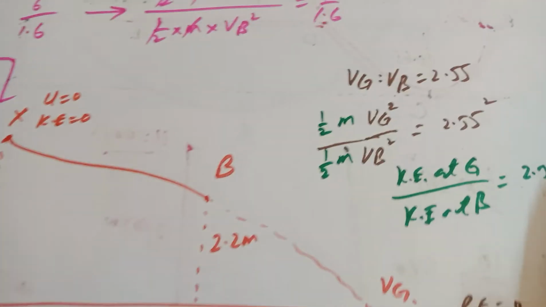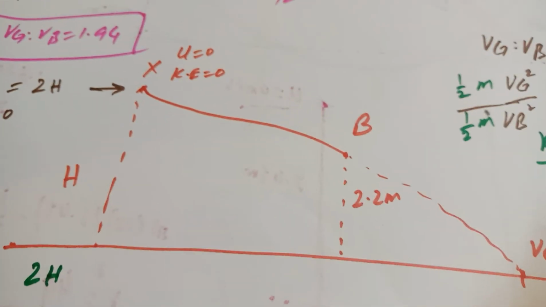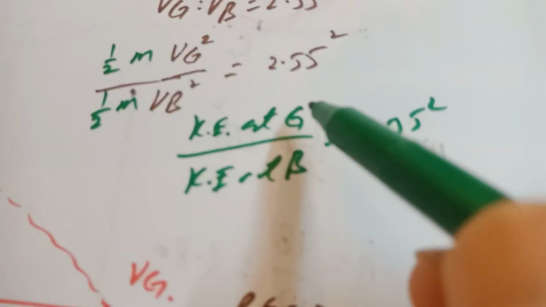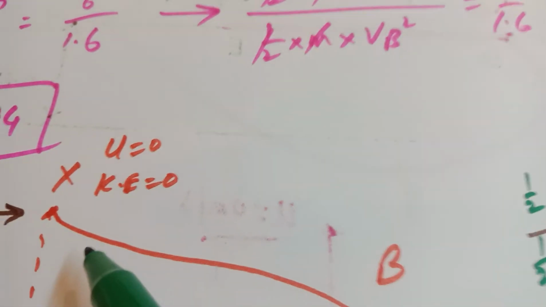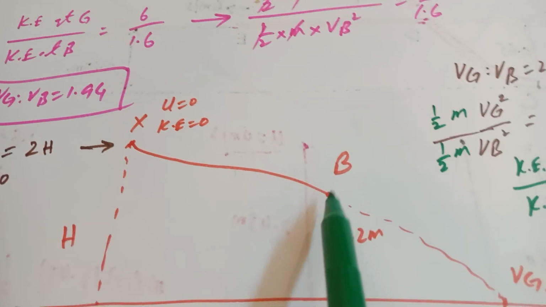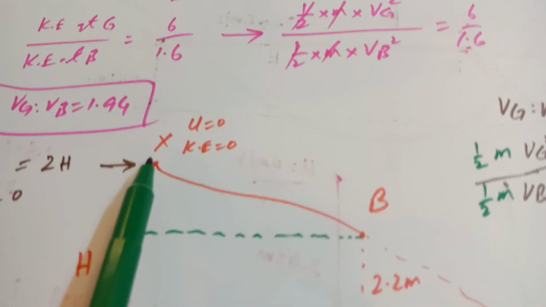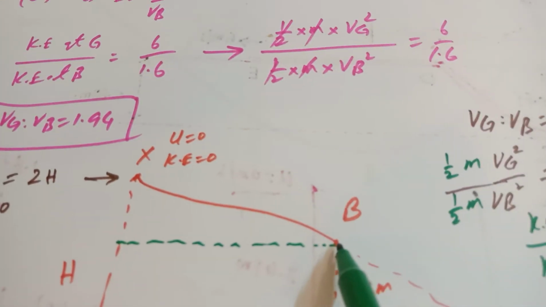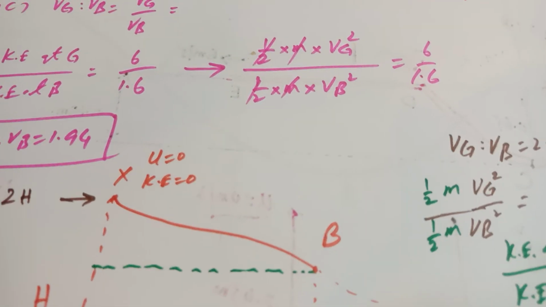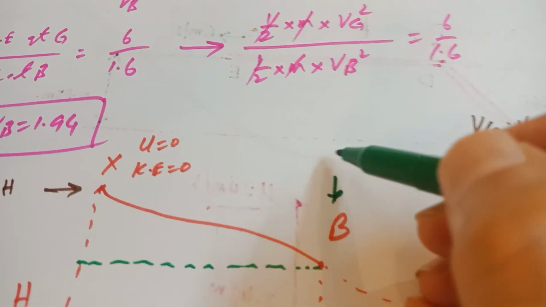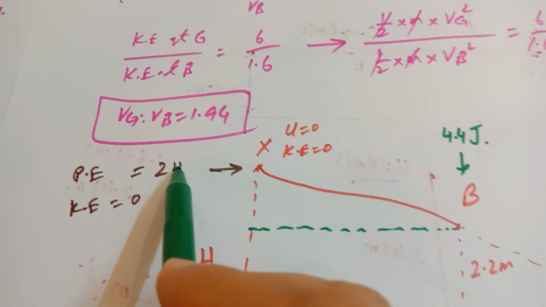So I'll be writing this as 2H, that is the kinetic energy at G. I'm changing this kinetic energy at G with 2H, over the kinetic energy at B. Guys, look at this. When it moves from X to B, it is going to lose potential energy, obviously, and the kinetic energy is going to increase. Right now the kinetic energy is 0 over here, and if I calculate the potential energy over here, you can see that we have the height 2.2. So the potential energy right now over here is 4.4 joules, and the potential energy over here is 2H.